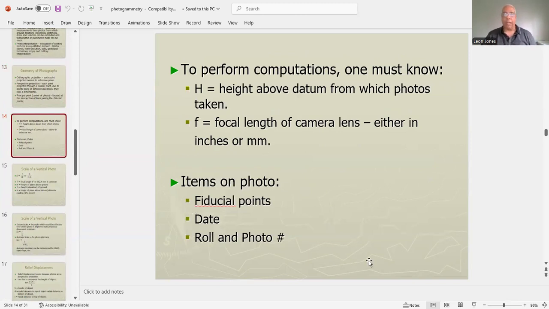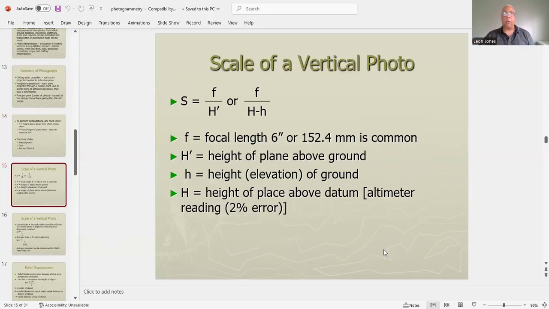Now, we get into a little bit of the calculations. To perform the calculations, one must know uppercase H, the height above the datum from which photos are taken. F is the focal length of the camera lens, either in inches or millimeters. Items on the photo include the decimal points, date, then your roll and photo number. All right, you have your scale of your vertical photo: S equals f over H prime, where H prime equals uppercase H minus lowercase h.